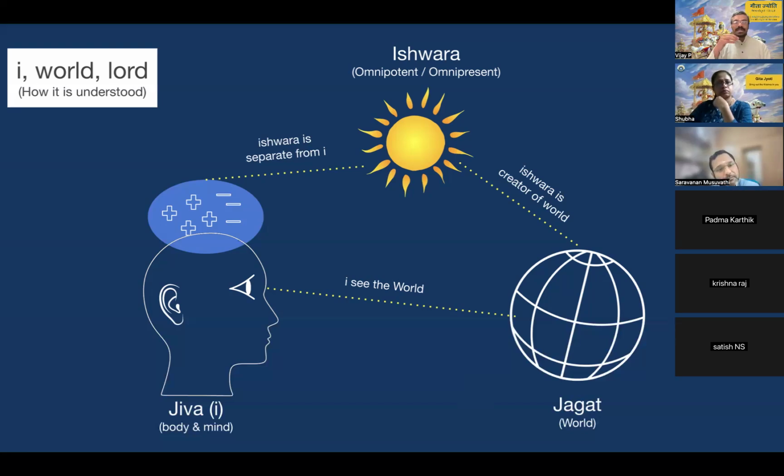Ishvara is this omnipotent, omnipresent being who is responsible for this entirety. And the way the Jivi looks at life is, Ishvara is the creator of the world, and I, world, and Ishvara are three separate things. I am separate from the world because I see the world. Also, I feel I am separate from Ishvara. This is the starting point of a Jivi. So there is a duality, I and the others. Duality means I and the others. I am this, and this is all others.